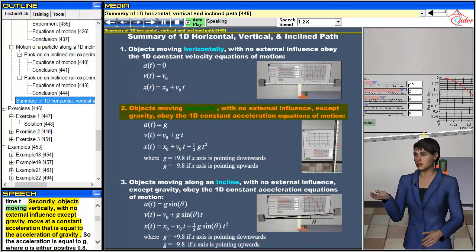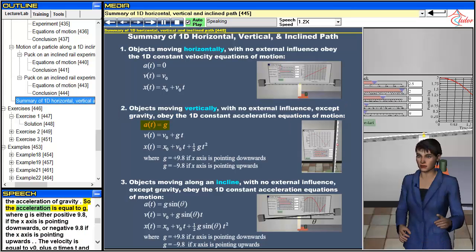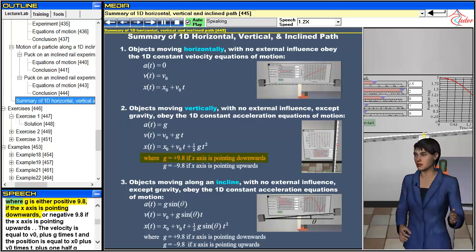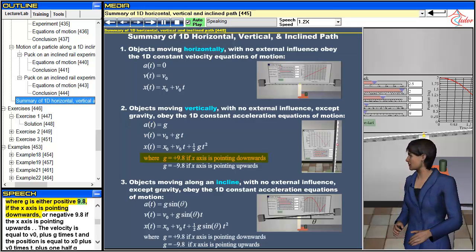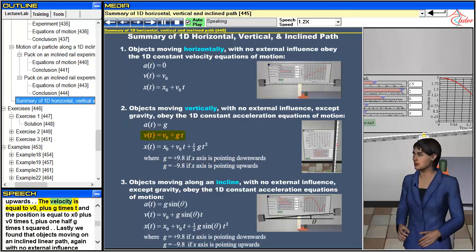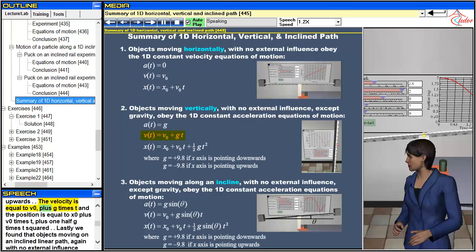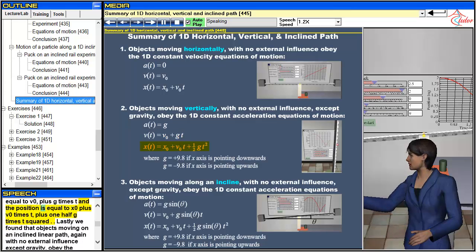Secondly, objects moving vertically, with no external influence except gravity, move at a constant acceleration that is equal to the acceleration of gravity. So the acceleration is equal to g, where g is either positive 9.8 if the x-axis is pointing downwards, or negative 9.8 if the x-axis is pointing upwards. The velocity is equal to v0 plus g times t, and the position is equal to x0 plus v0 times t plus 1/2 g times t squared.